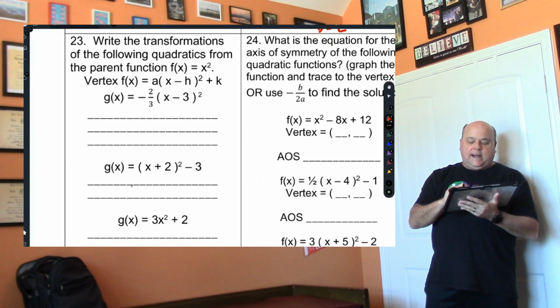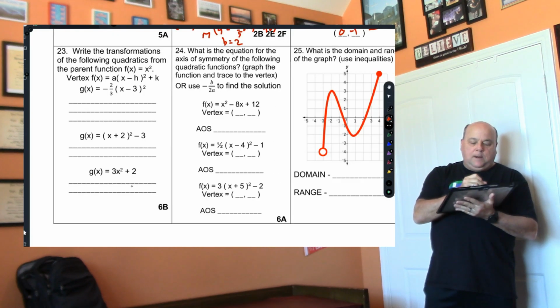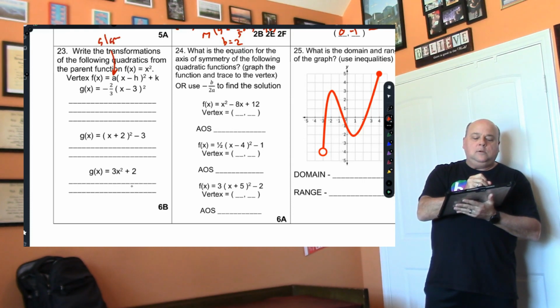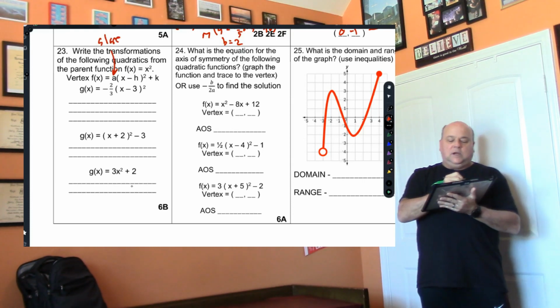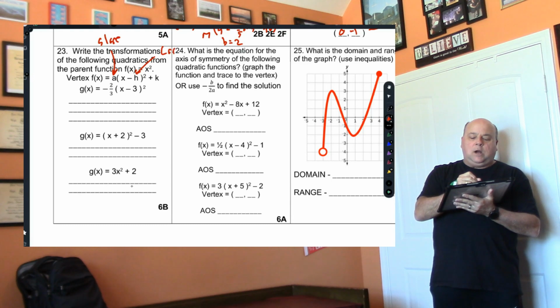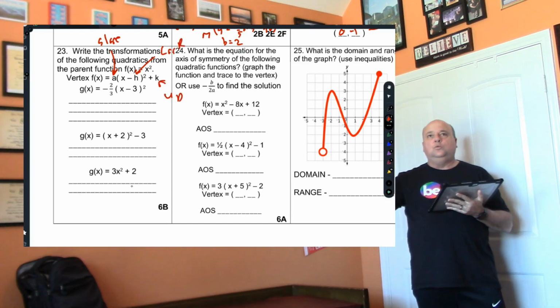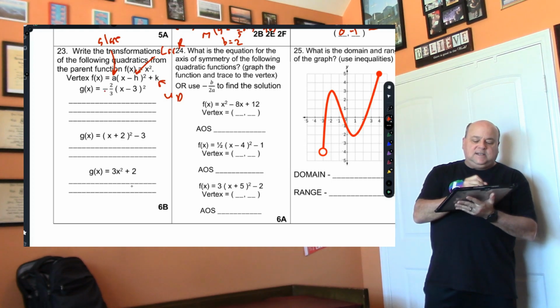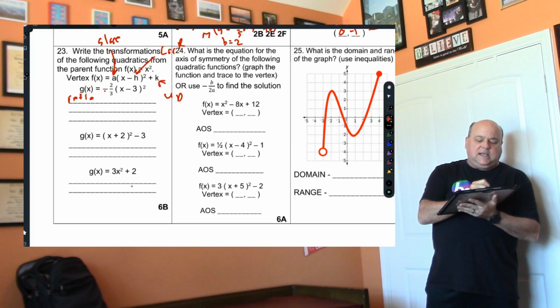Number 23, we got to know our transformations. Remember the A, that's your slope. It vertically stretches or compresses. The H is left or right, and the K is up or down. You got to remember this. You will see this on your test, okay, on your benchmark. So this negative is going to reflect it across the x-axis.